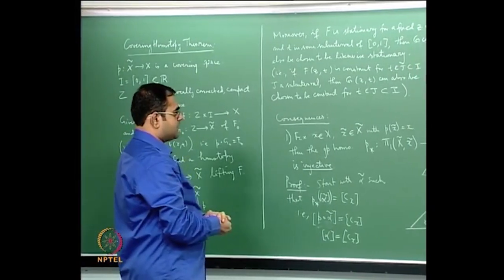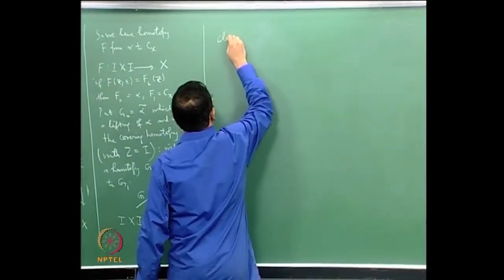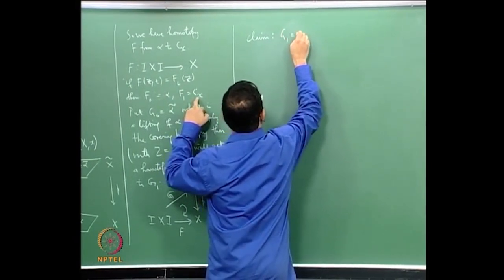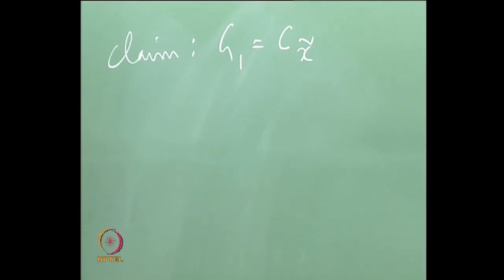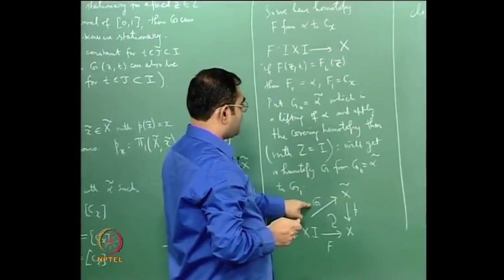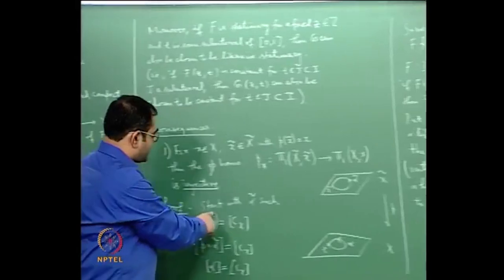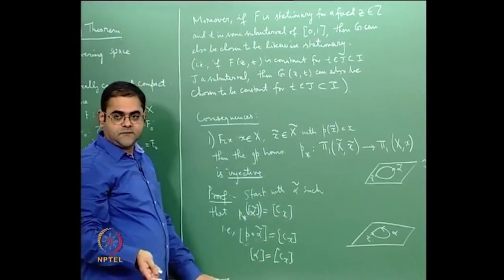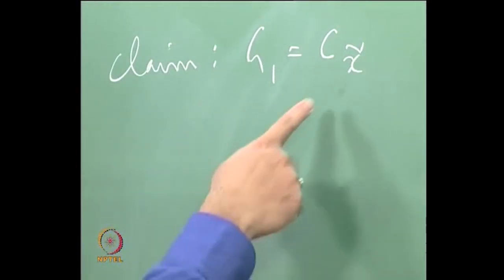So it appears that the claim is that g1 is just the constant path at x tilde. The claim is g1 is a constant path at x tilde. Once you prove this claim, what you are going to prove is that g gives you a homotopy between alpha tilde and the constant path at x tilde, and that is the same as saying that this homotopy class alpha tilde is the trivial element, the identity element of this group, which is what you want to say, that the kernel is trivial. So the claim is g1 is the constant path at x tilde, and how does one verify this?